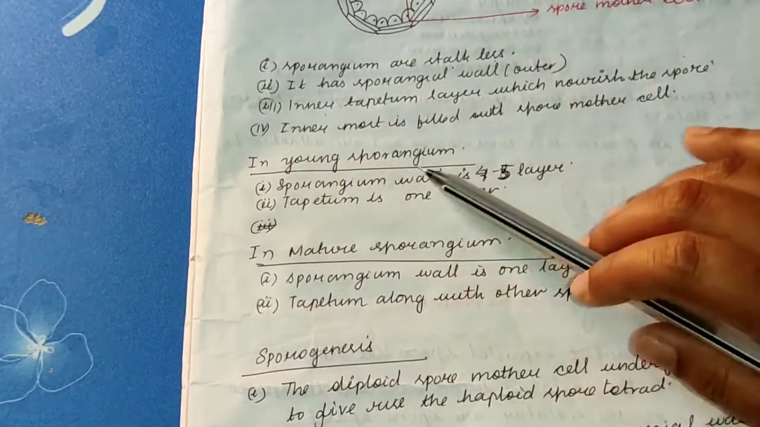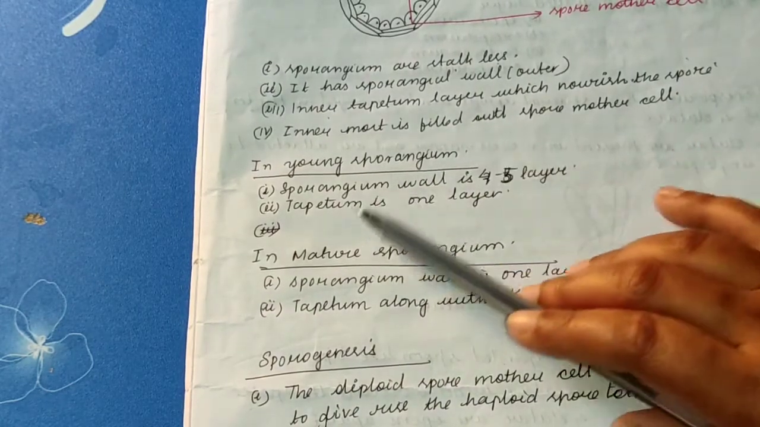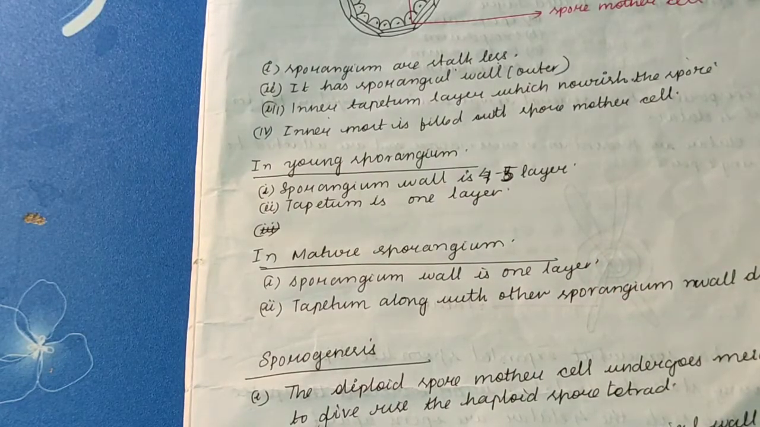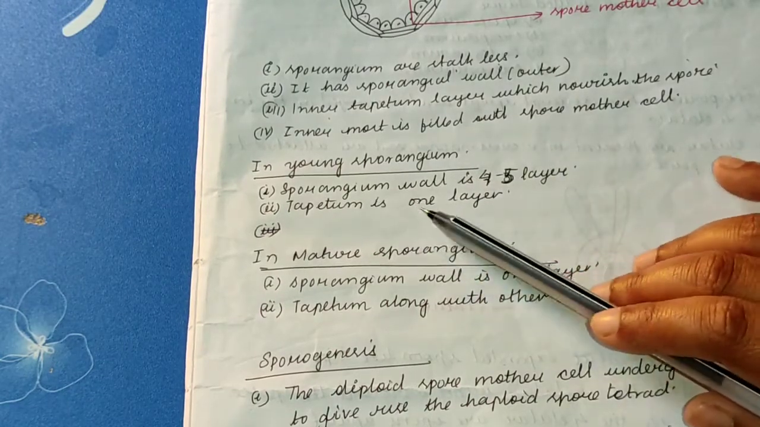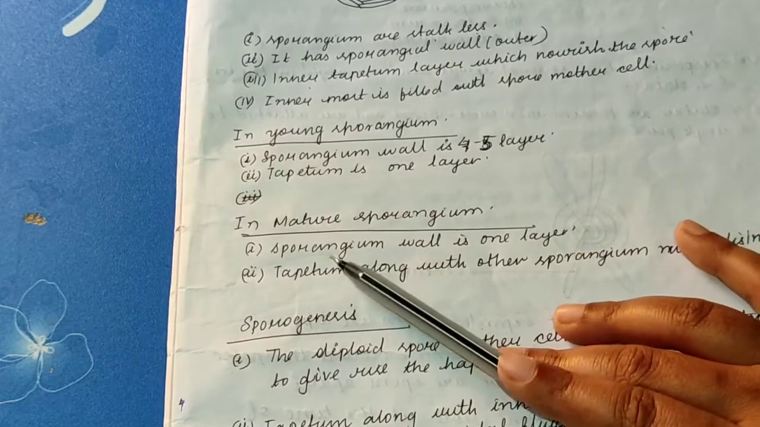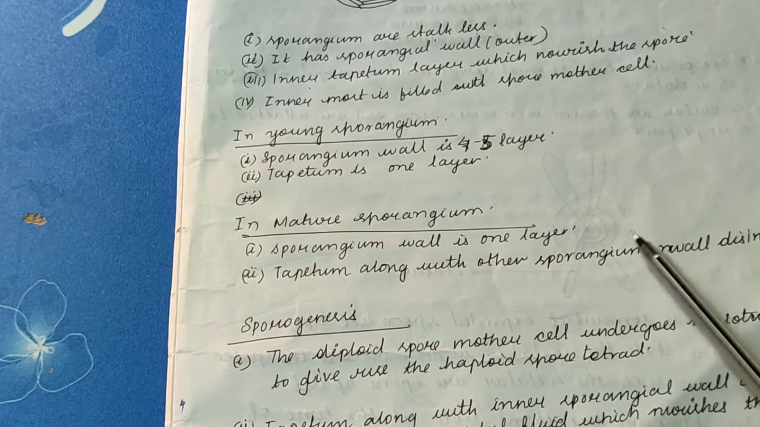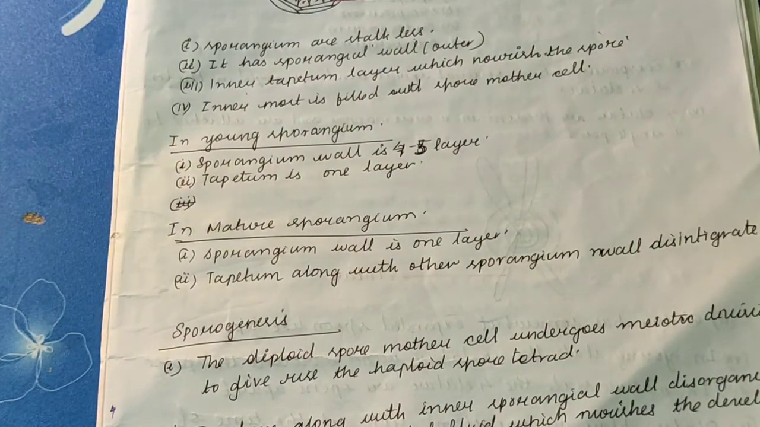In young sporangium the wall is 4 to 5 layers and the tapetum is 1 layer. But in mature sporangium the wall is only 1 layer, and the tapetum along with the other sporangium wall layers disintegrate. So in matured sporangia the thickness of the sporangium wall is 1 layer, and the tapetum along with the other sporangium wall layers disintegrate.